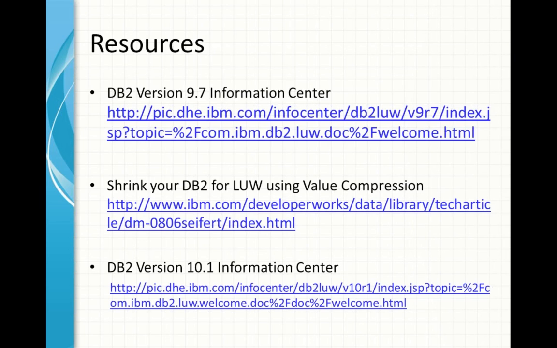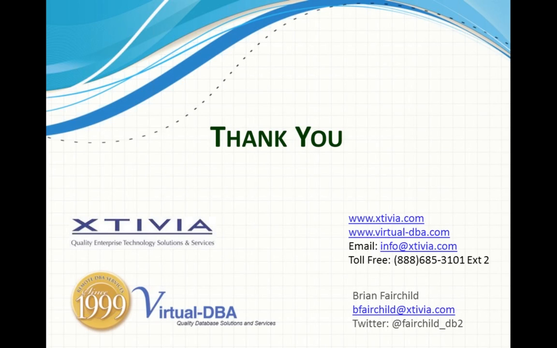Okay. Yeah, resources are basically the information center for version 9.7. Tons of information out there. You can just search on storage management features and get some of that. The second one is how to shrink your DB2 for LUW using value compression. This is a great article by Jen Seifert from IBM that walks you through that. The query for finding tables that could benefit from value compression is hers, so I wanted to give her props for that. And the last one is the version 10.1 Information Center, where we got some of the new features from.